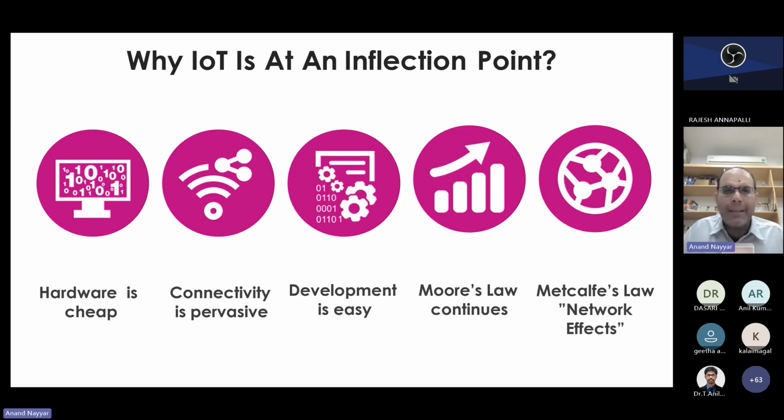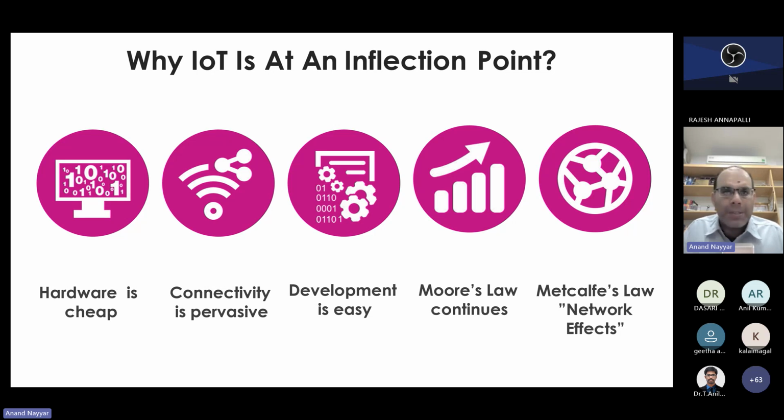And why is IoT at the inflection point? You can see hardware is cheap, connectivity is pervasive, and development is very easy. Today if I want to program any sensor, I just have to give the sensor name and write something in OpenAI about what kind of code I need and what kind of operation that sensor needs to perform. So development is becoming easier and easier. In fact, I can generate quantum computing code or quantum circuit code with a black box AI like ChatGPT in just 10 seconds.